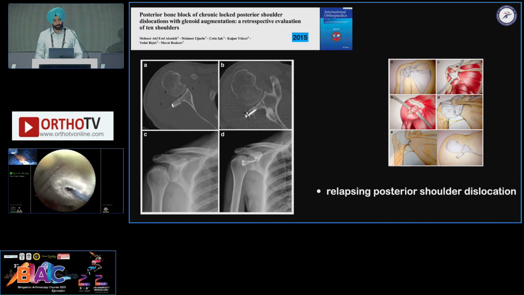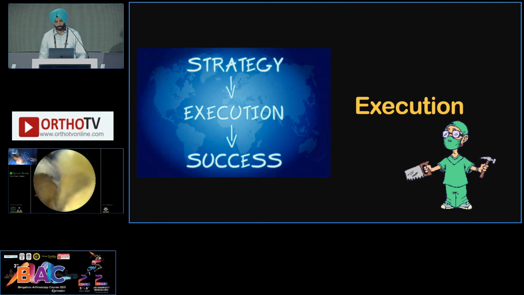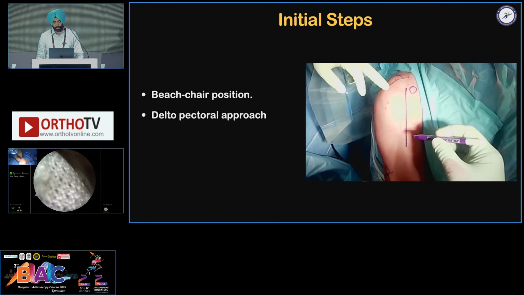A posterior bone block was again described for a patient who had a relapsing posterior shoulder dislocation, and they had around 10 shoulders and found good results at around 4 years follow-up. So the execution is very important. The initial steps are, we have to do this surgery in a beach chair position, and a deltopectoral approach, which is a workhorse for most shoulder surgeries.